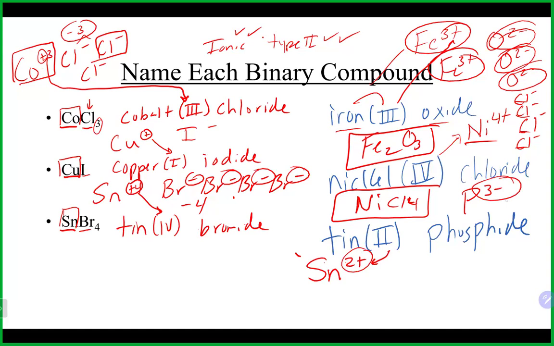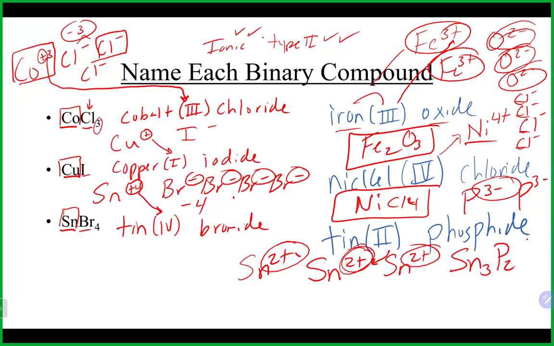So to get the phosphide to 6, we just need one more. And to get our tin to 6, we need a total of 3 of them, +2, +4, +6. So 3 tins and 2 phosphorus there: Sn3P2. Any questions on any of those names or formulas?